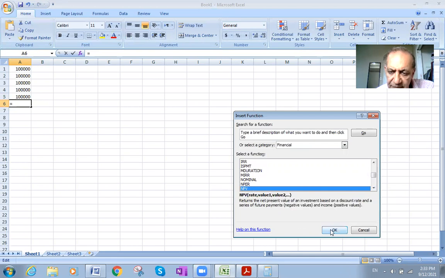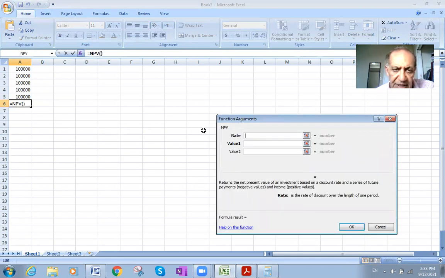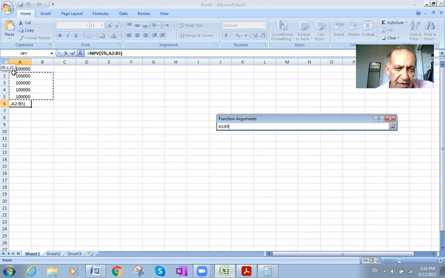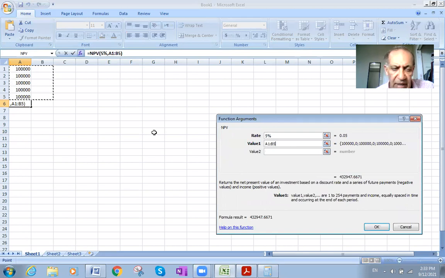Here is the NPV, net present value. So the rate is 5%. We said 5%, and the values are like 100,000. We will take the values from A1 to, not B5, I'm sorry about that. We'll take it from A1 to A5. Then we have the values of this, and we'll check how the results will be.